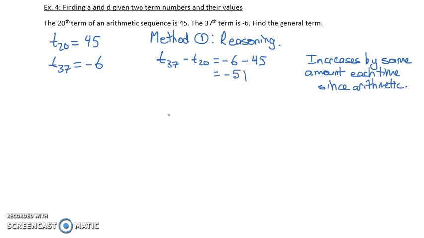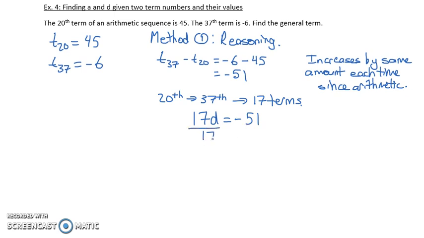Once I know that, from the 20th to the 37th term, there are going to be 17 terms. And if there are 17 terms, then I can say 17 times that common difference is going to equal the total difference between those. 17 times the common difference is negative 51. Then I just solve that for D, and I find that D is equal to negative 3.